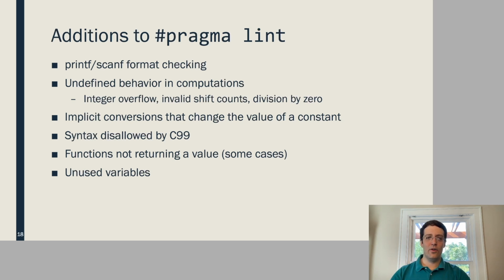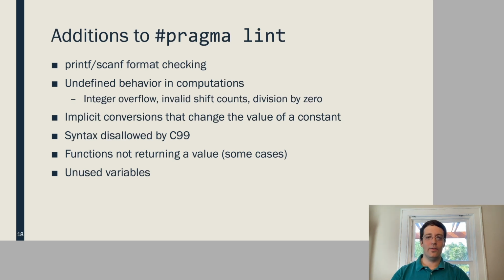Some other pragma_lint checks that have been added is for undefined behavior in computations. Things like integer overflow, invalid shift counts, division by 0, in cases where they can be detected at compile time, like when you're operating on constants. Another thing is implicit conversions that change the value of a constant. For example, when you have a constant value and you assign it to a type that's too small to hold that value, it can give you a warning about that.